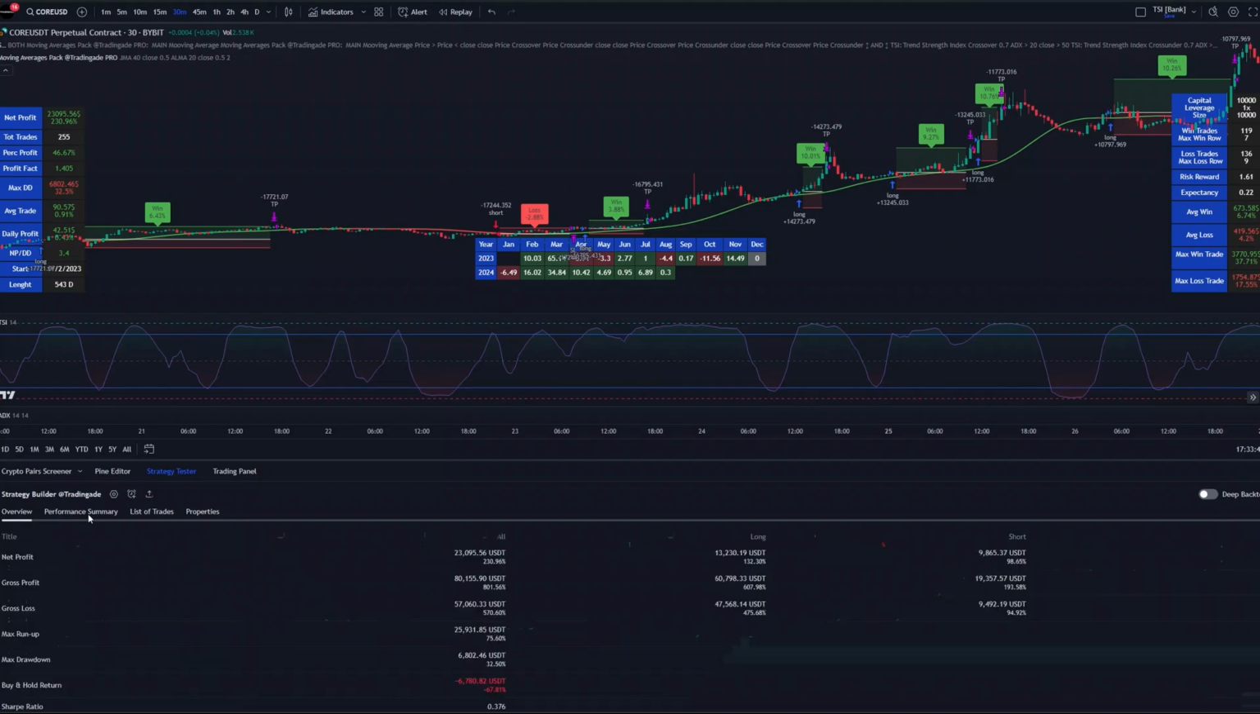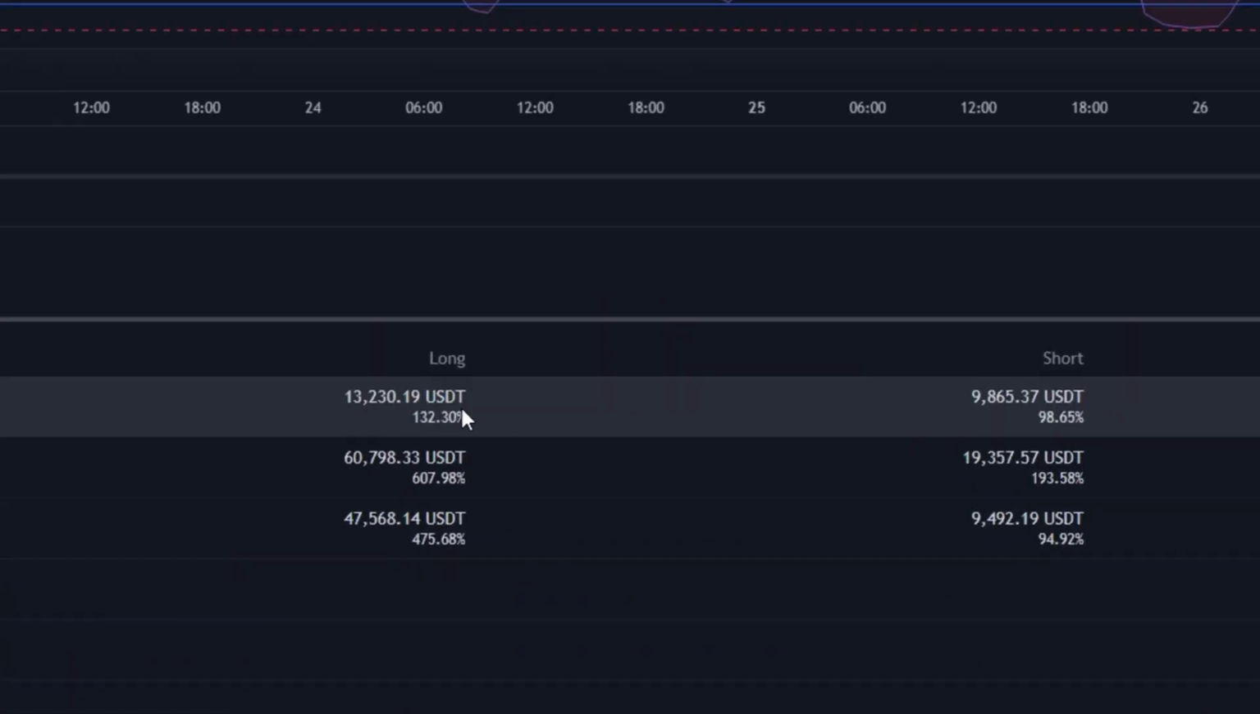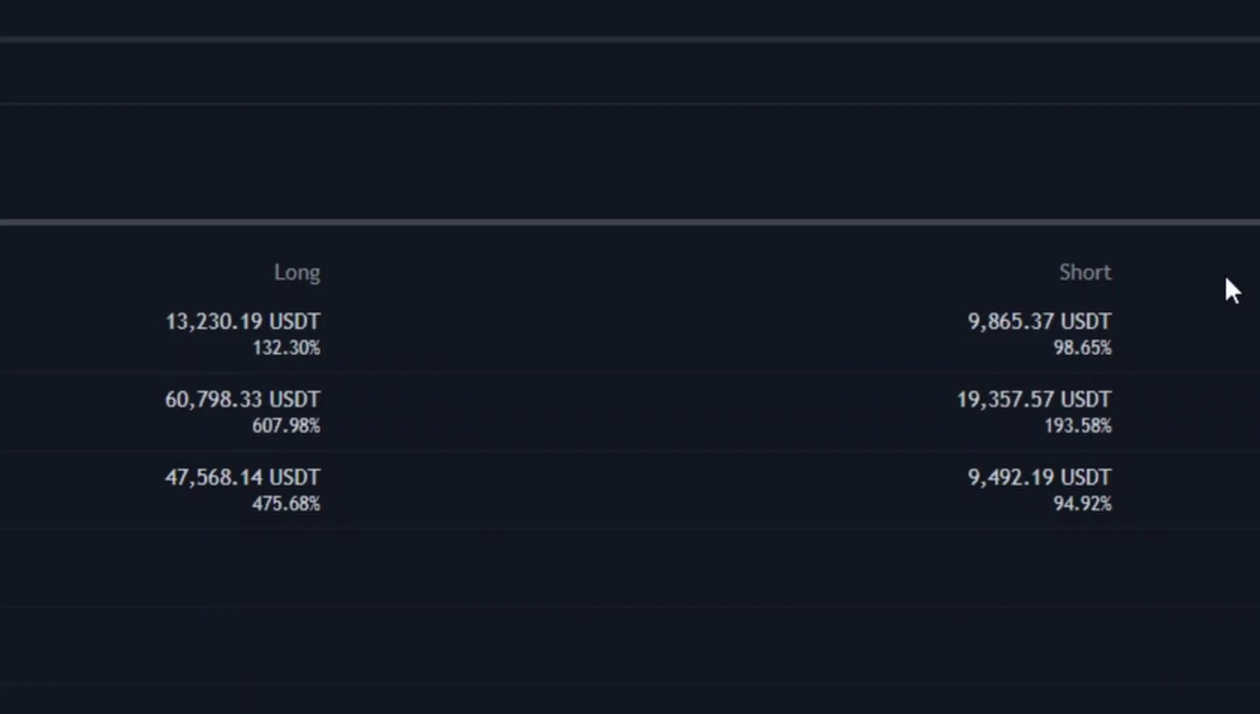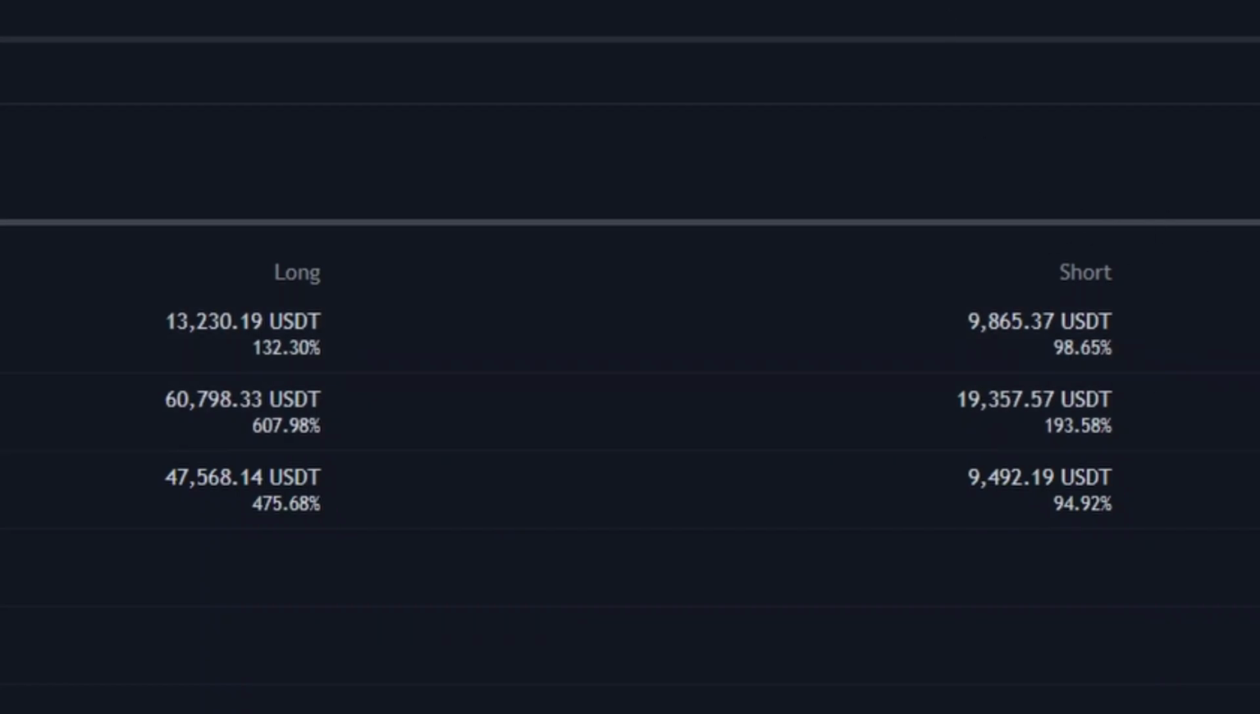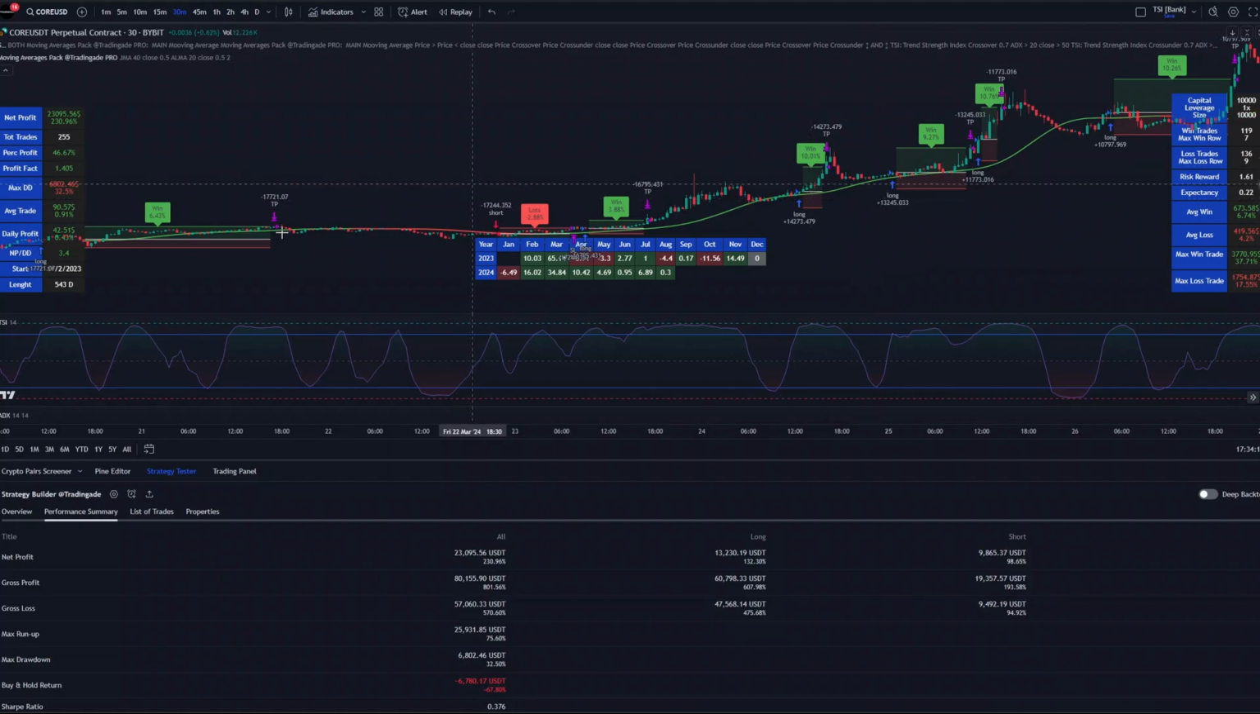If we check here the performance summary, we can see that for long positions we earned 132% net profit, whereas for short positions we earned 98.55% net profit. Probably by changing some settings we could have a better net profit / drawdown or some better overall settings. By the way, we can complain about this backtest, and I think that with some adjustment it can be really interesting.